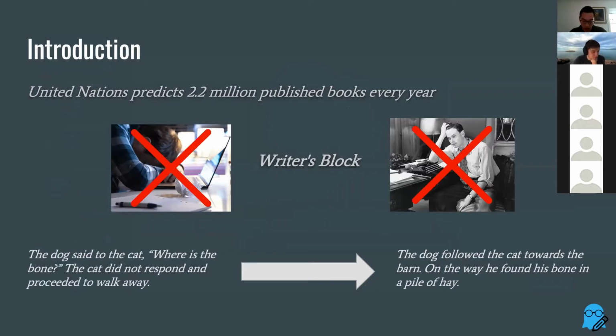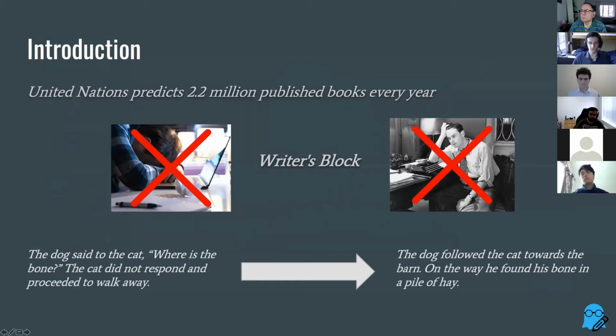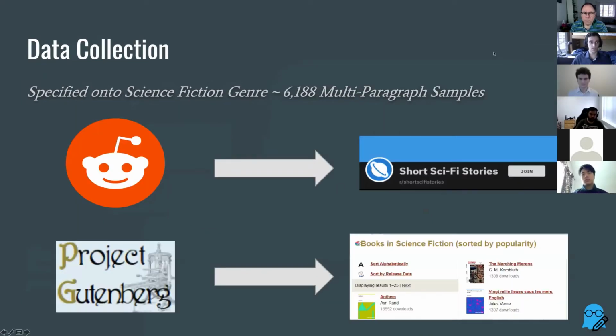By giving it an input of something you could see on the left there, Ghostwriter will make a creative yet logical continuation using the ideas already established in the story. We focused in on the science fiction genre for this project, and we used short sci-fi stories from Reddit as submissions, as well as excerpts from the novels in the Project Gutenberg science fiction library.